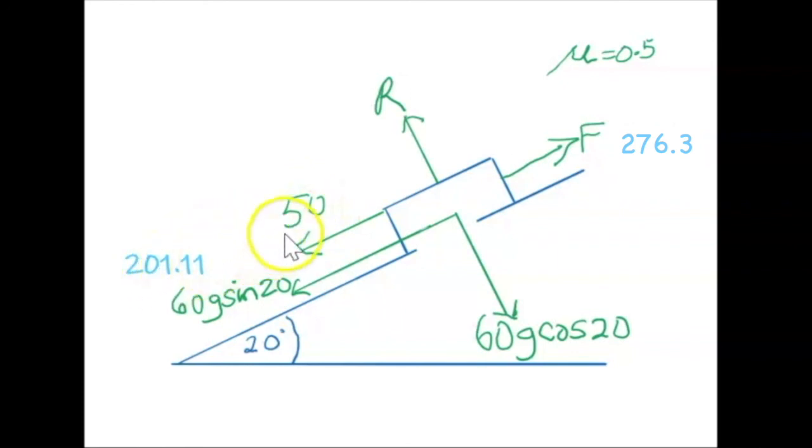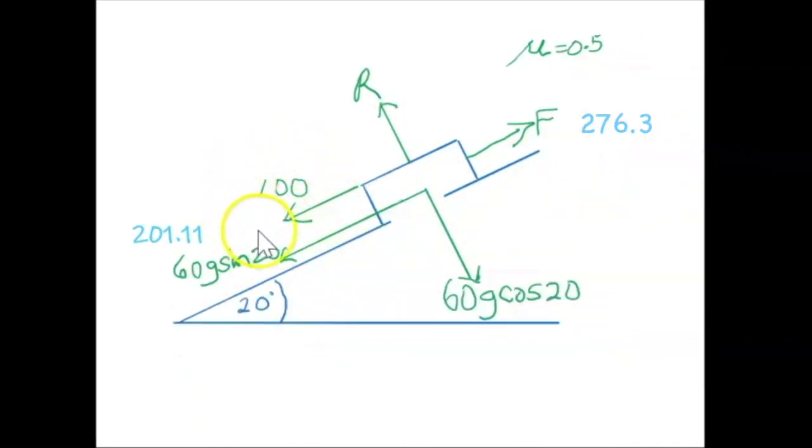and if we look here, there is a weight component 201.11 and 50 here, which gives us 251.11 in total, but the friction will be the 251.11 to oppose that. Its potential friction is 276.3, but it doesn't need to use it all, so it actually uses 251.11 newtons of friction.